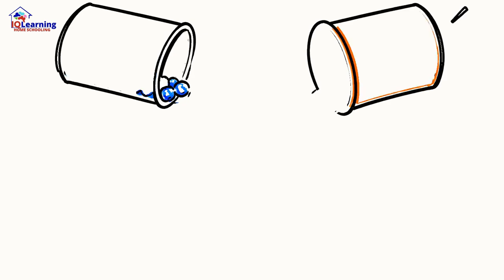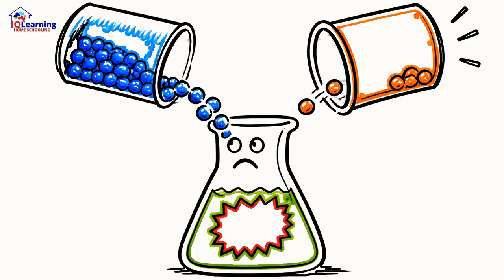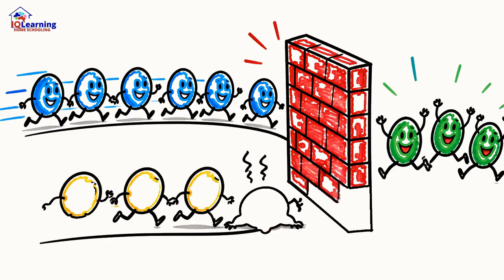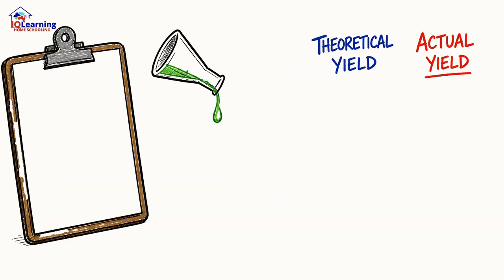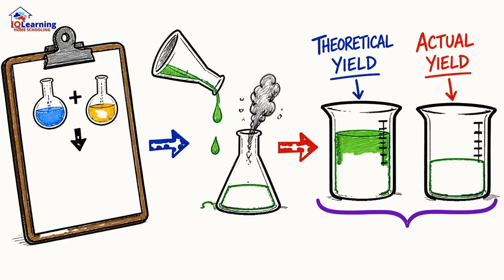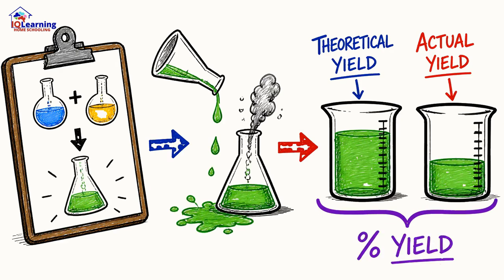But the real world is messy. You rarely have the perfect ratio of ingredients. One will always run out first. That's the limiting reactant. It's the chemical that stops the reaction cold. And even with a perfect plan, spills and side reactions happen. The difference between your calculated maximum, the theoretical yield, and what you actually collect in a beaker, the actual yield, is measured as your percentage yield.